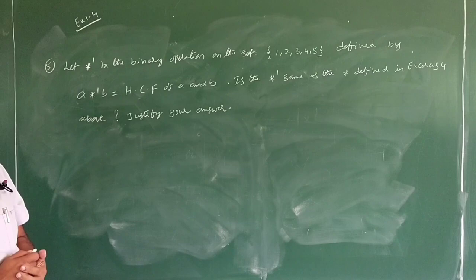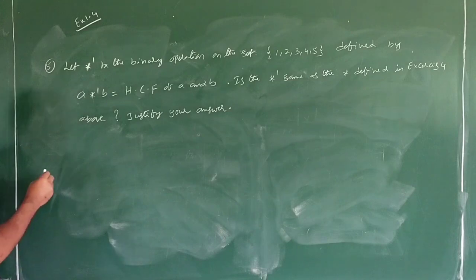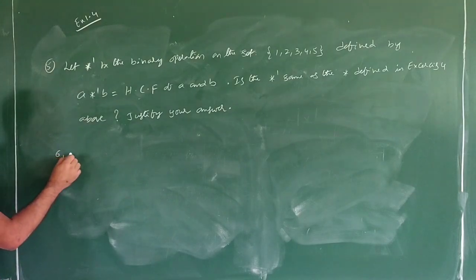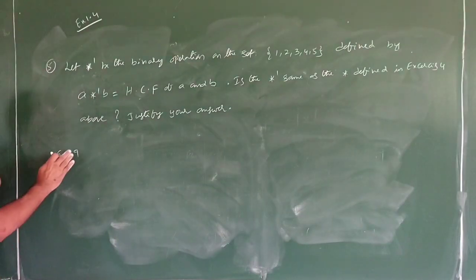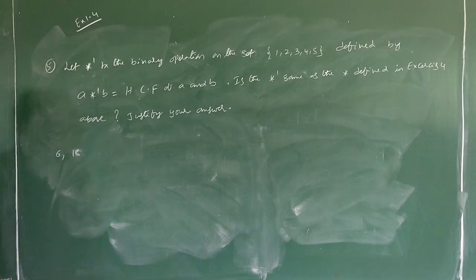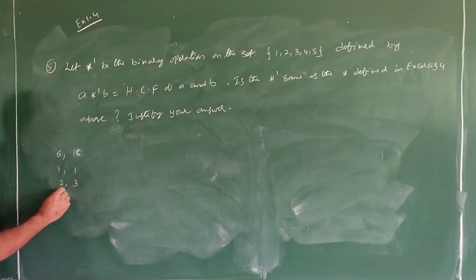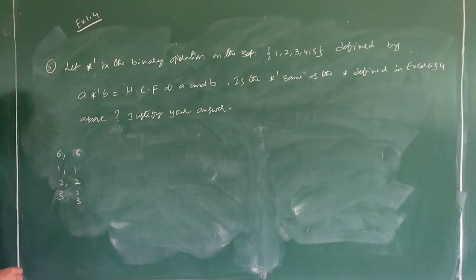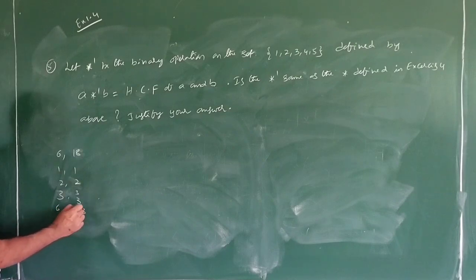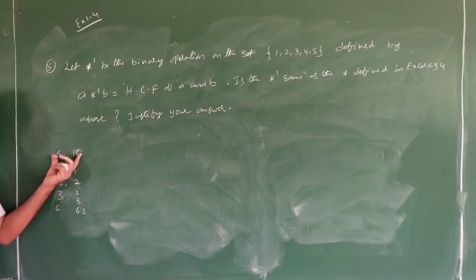HCF means highest common factor. Highest common factor, for example, take 6 comma 18. What are the common factors of these two? 1 is a common factor, 2 is a common factor, 3 is also a common factor. 3 times 2 is 6, 3 times 6 is 18. Next, 6 times 1 is 6, 6 times 3 is 18. So like that here 1, 2, 3, 6 are the common factors for these two numbers.